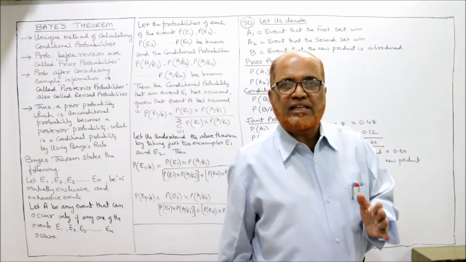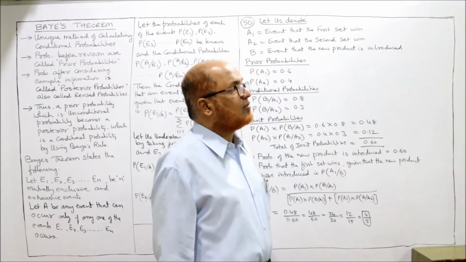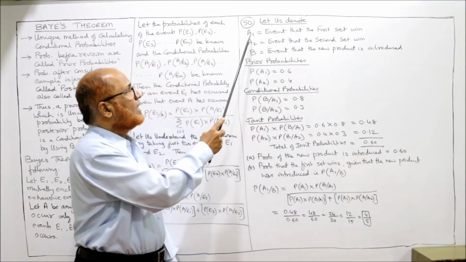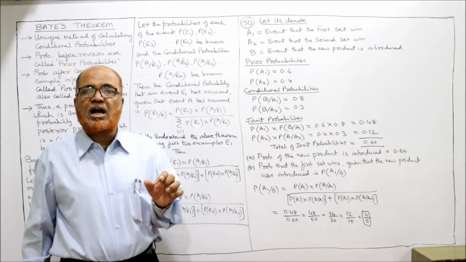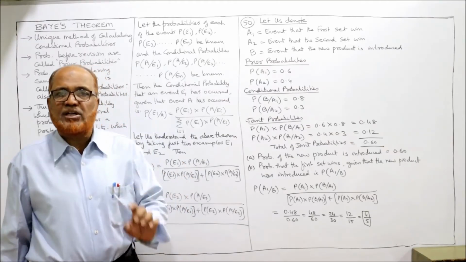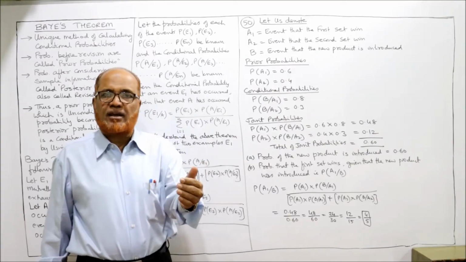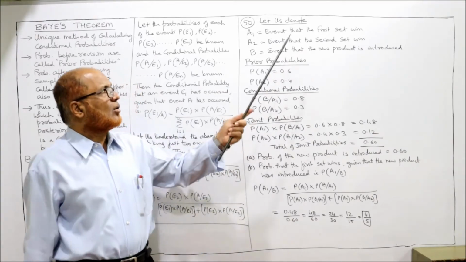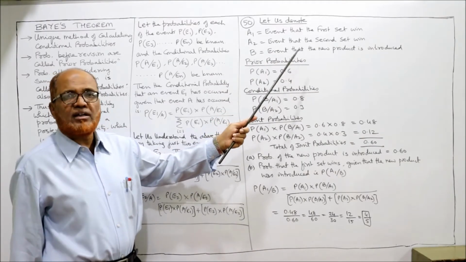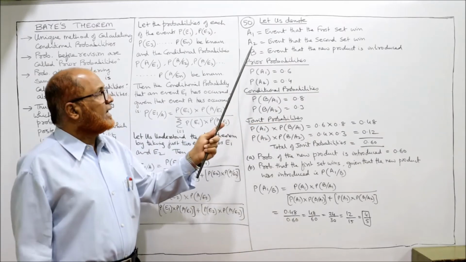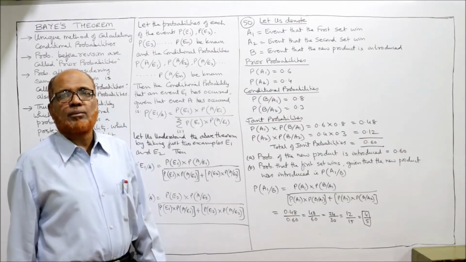Now first we present the data in some notational forms, in some symbols, so that it will be easily understandable. So let us denote A1 is equal to the event that the first set wins. Two sets of candidates are competing for directorship of the company. कंपनी की डायरेक्टरशिप के लिए दो सेट्स कंपीट कर रहे हैं, फर्स्ट सेट, सेकंड सेट. I denote A1 as the event that the first set wins, A2 as the event that the second set wins, and B as the event that the new product is launched.